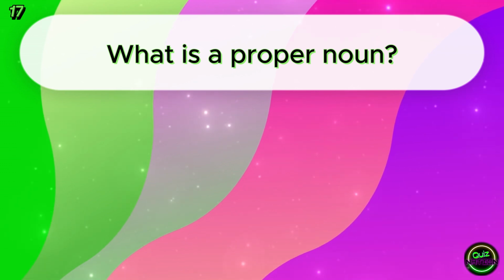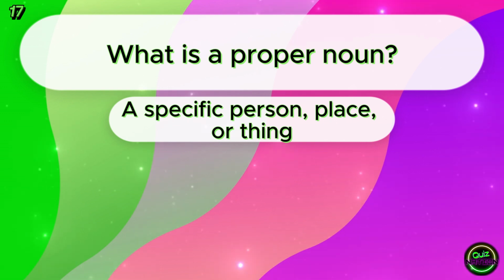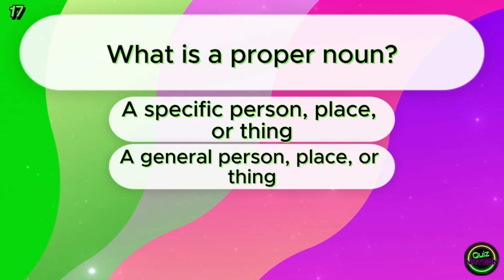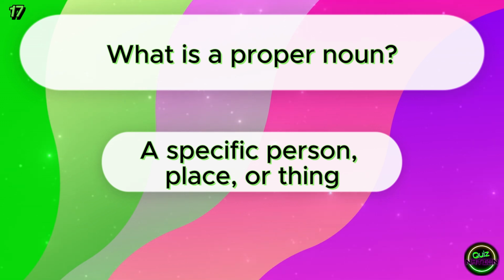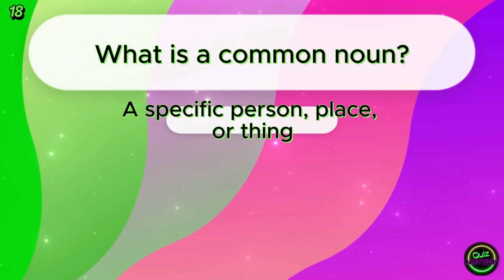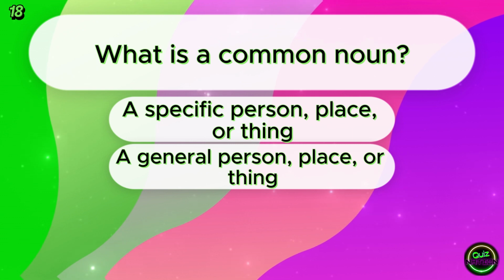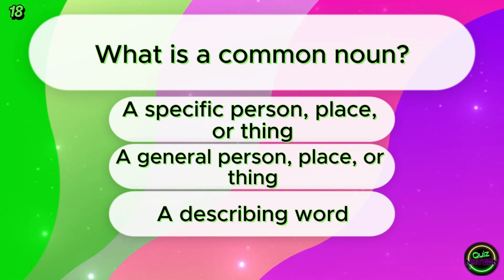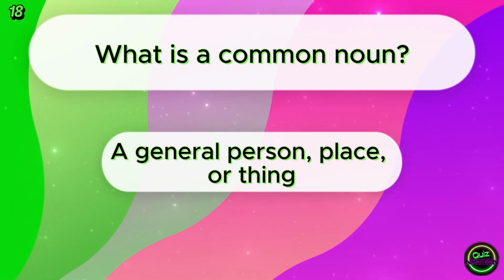What is a proper noun? A specific person, place, or thing. A general person, place, or thing. A describing word. A specific person, place, or thing. What is a common noun? A specific person, place, or thing. A general person, place, or thing. A describing word. A general person, place, or thing.